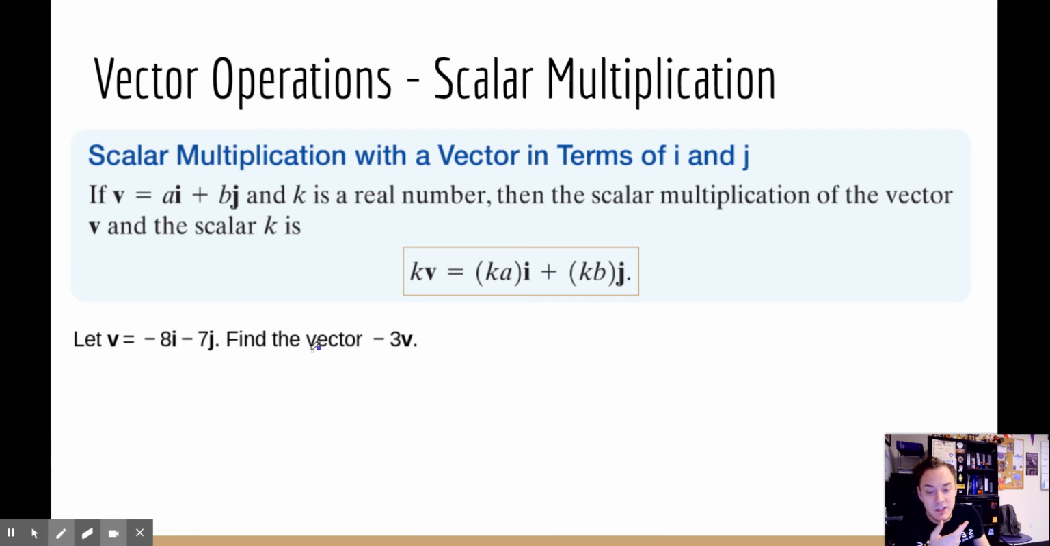If I'm asked to find vector -3v, what that means is this -3 is my k value there. So if I want to find this out, what I would do is take -3v. If I want to find that out, I would take -3 times my a, which is -8, because this right here is your a, this right here is your b, and then this is i plus, and then -3 times -7.